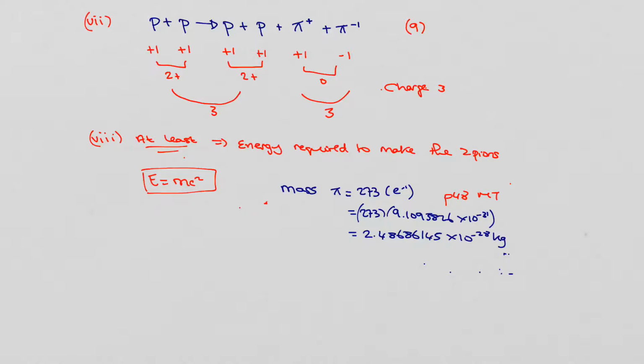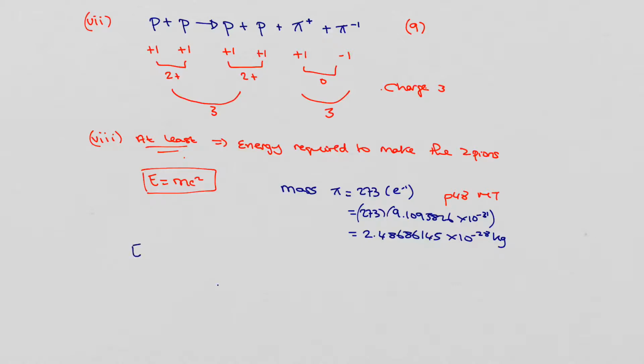Now again, we have to be careful there, because as I said earlier, we deciphered from the question that it was a positive pion and a negative pion. If it was a neutral pion, it has a different relative mass. It has a relative mass of 264 with respect to the mass of the electron. So always make sure you're reading page 48 of your maths tables and clearly identifying what is the relative mass for the question. Okay, so now we know the mass of our pions.